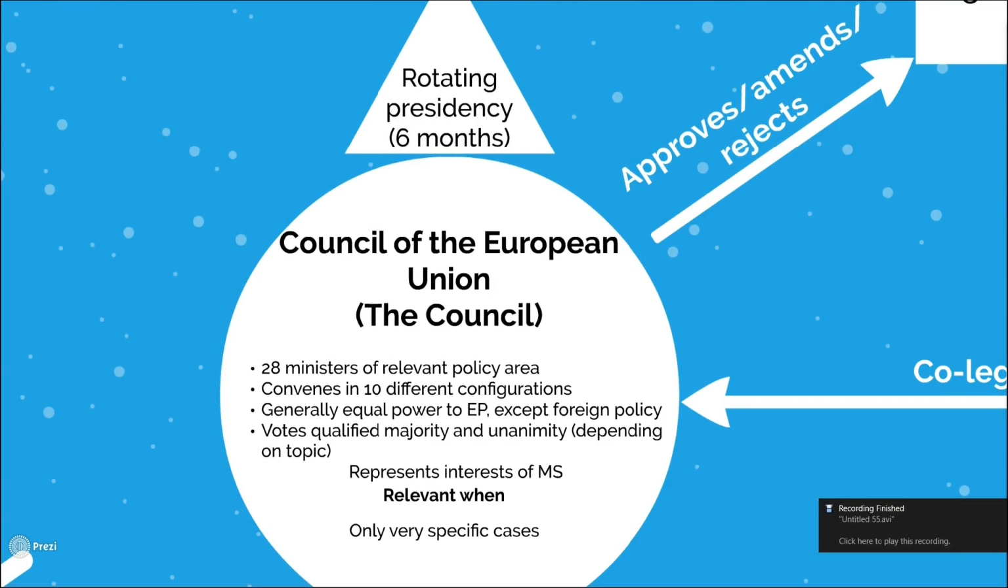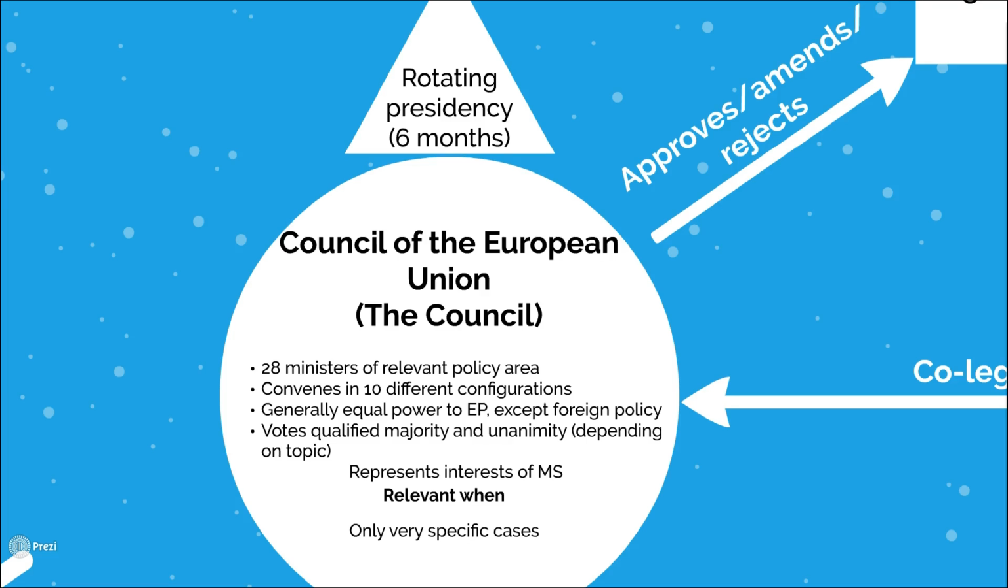The Council of the European Union, or the Council of the EU, also the Council of Ministers, or simply the Council, is a council of 28 ministers that convene in 10 different configurations. The Council has a rotating presidency between the members of the European Union, of 6 months each. Whenever the European Commission has made a proposal for new legislation, Member States send the minister relevant to the policy area in which the legislation takes place to convene in the Council.